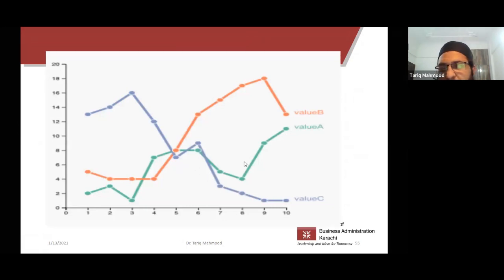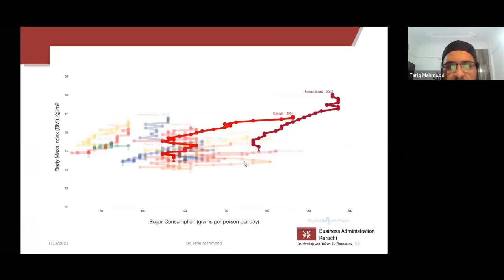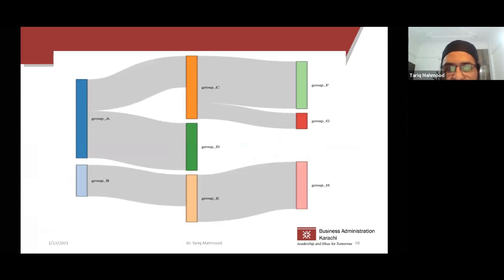So the same thing for different product categories. Sugar consumption versus body mass index. This is the connected scatter plot. तो कनाडा में और यूनाइटेड स्टेट्स में आप देख रहे हैं कि जो आपकी बॉडी मास इंडेक्स वर्सेस शुगर कंजम्पशन पैटर्न, you can compare them and see it's quite different through a connected scatter plot. ठीक है. Sankey diagram, that's extremely important.